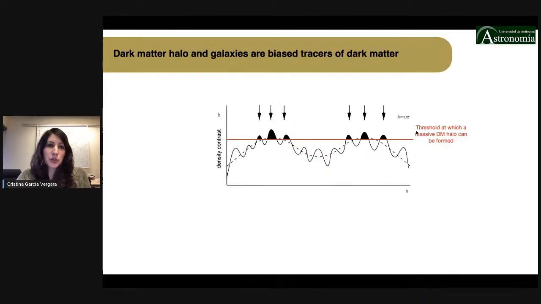I already showed you this at the beginning of this class, and I'm not gonna repeat the history again, but basically we learned that dark matter halos and galaxies are biased tracers of dark matter, and we learned how we can understand this statement and how we can then interpret our clustering measurements in terms of the mass in which different populations inhabit.